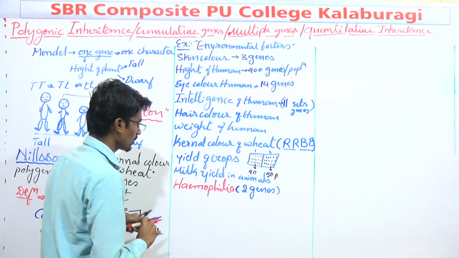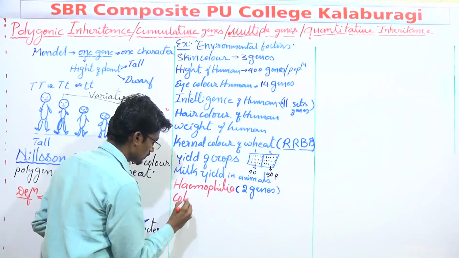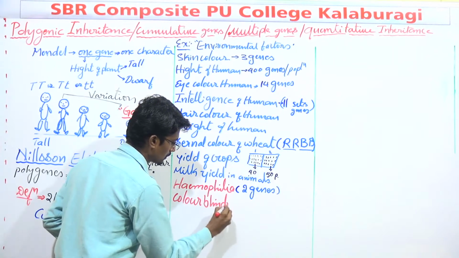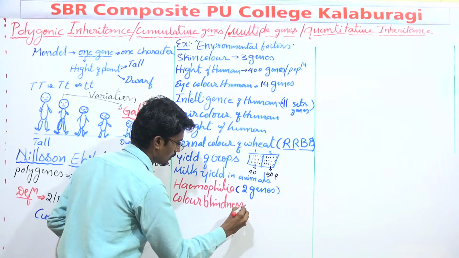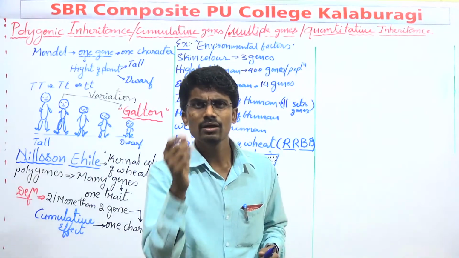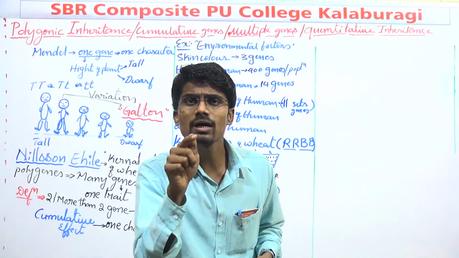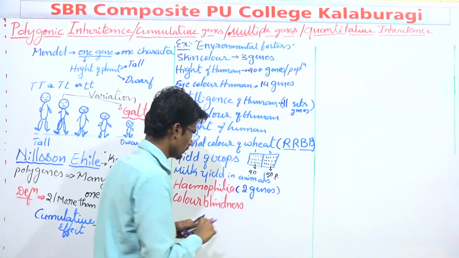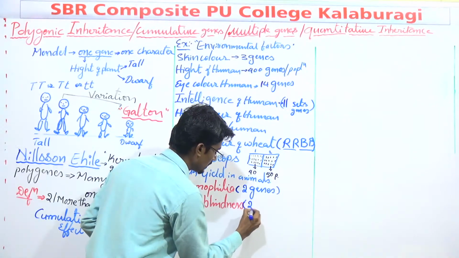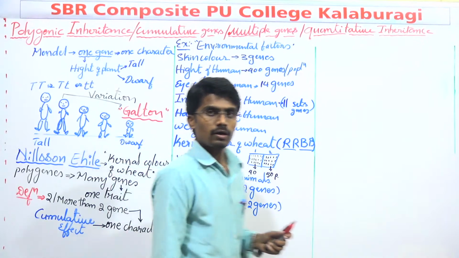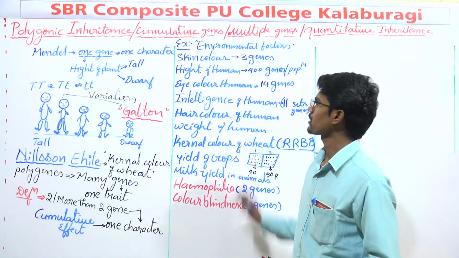And there is another disorder, that is color blindness. Color blindness means some individuals cannot differentiate which is red color and which is green color, because of what? Mutation in the 2 genes. Because mutation of how many genes here? 2 genes. Got it? Like this, many examples are present.